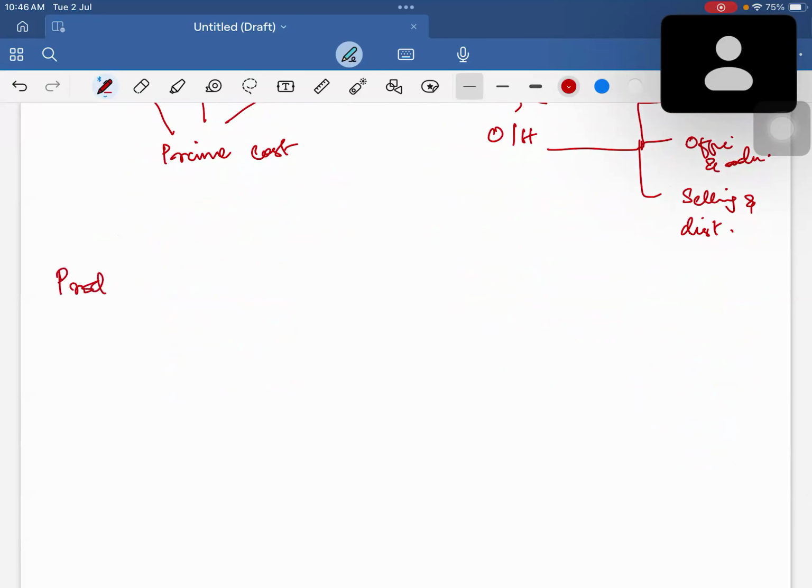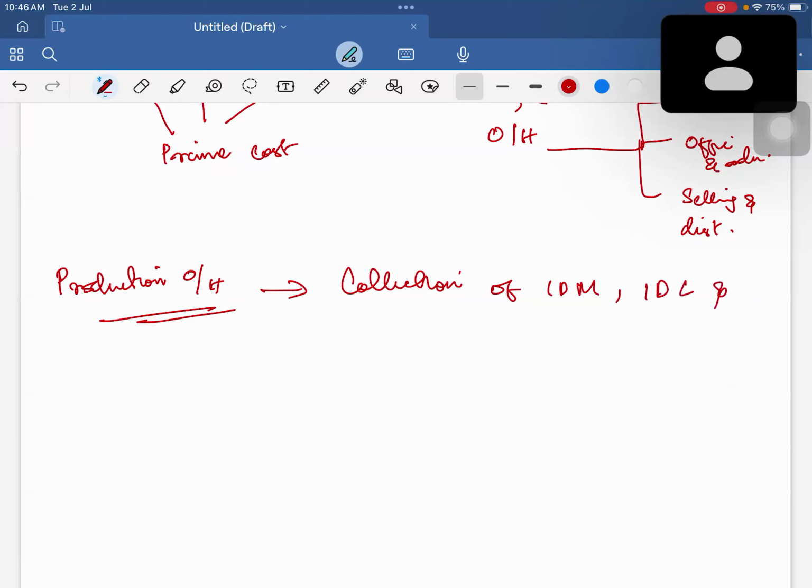Now, the production overhead, if we talk about it, is the collection of all the indirect material, indirect labor, and indirect expenses that are related to production.